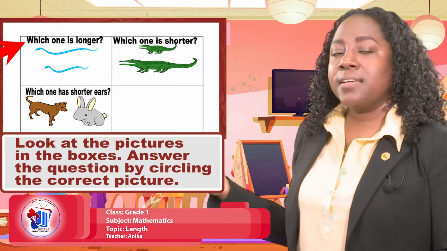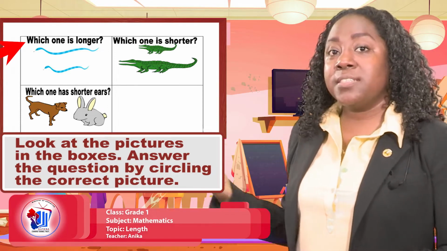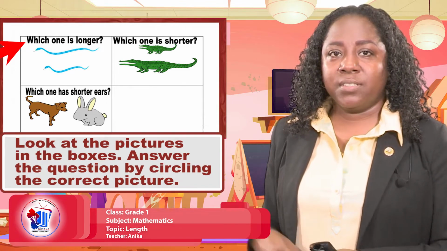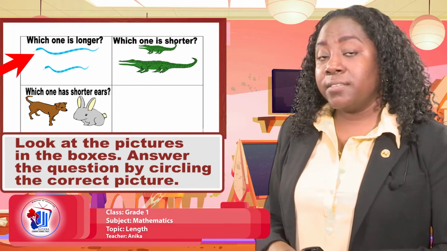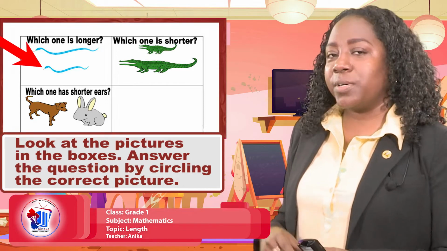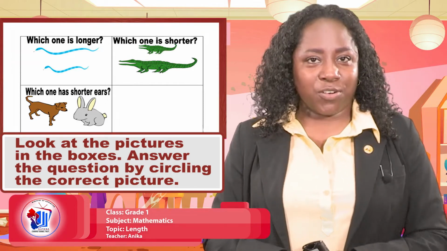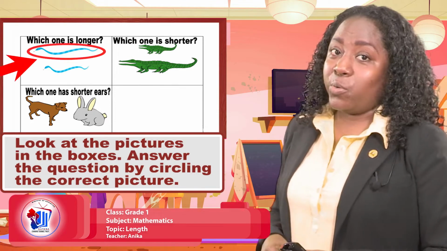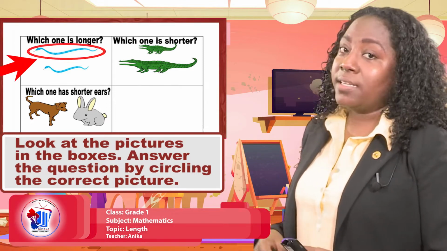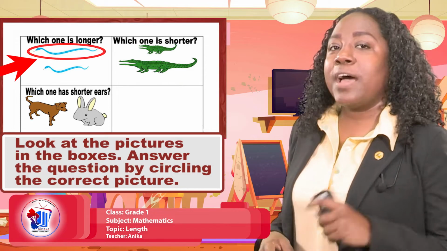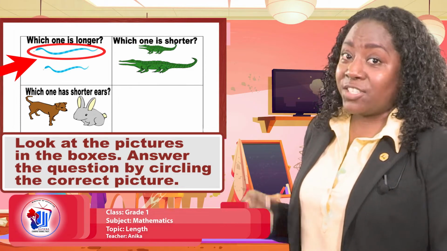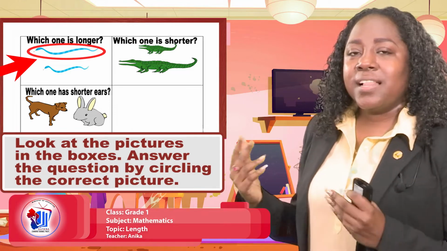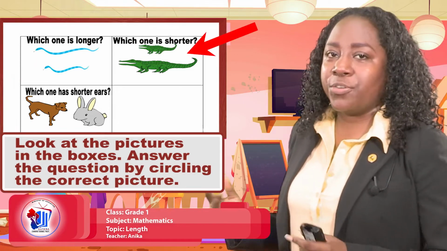And if you notice, they are horizontal. Which one is longer? The first one or the second one? Which one is longer? If we look carefully, we can see the first one is longer. So if you have that answer, that's correct. The first snake is longer. Let's look at another one.